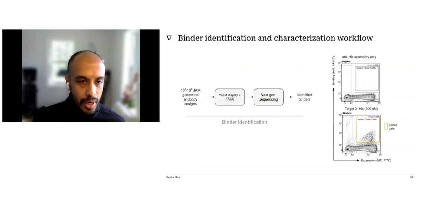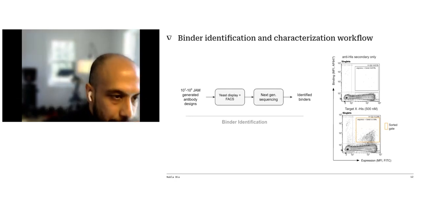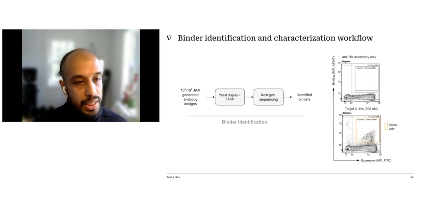Throughout the talk, I want to lay some groundwork in terms of the experimental workflows we'll be using. The first workflow I'll talk about is our binder identification and characterization workflow. Typically, the way we're setting things up is we are generating somewhere between thousands and up to 1 million VHH or scFv designs with JAM. Given those designs, we will clone them into a yeast display library, and then using yeast display with FACS, sort the subpopulation of binders to our target of interest.